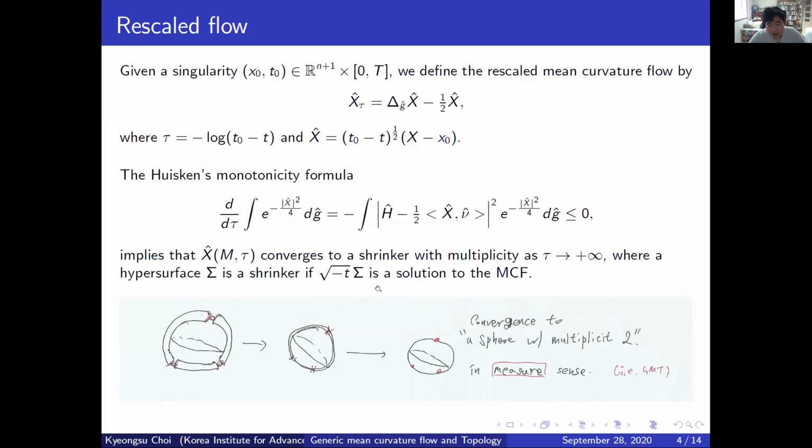So here, the convergence means converging to a shrinker with multiplicity in the measure sense. Except for some measure 0 points, it would converge to a shrinker. Actually, we don't know whether there is an example of a singularity with multiplicity. There is a so-called multiplicity one conjecture, that any closed mean curvature flow does not develop a singularity with multiplicity. That is a conjecture, and somehow it makes sense.